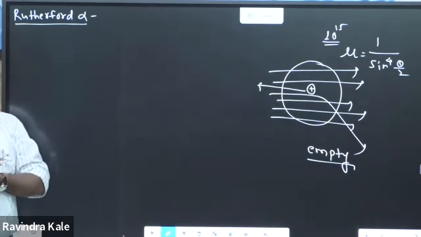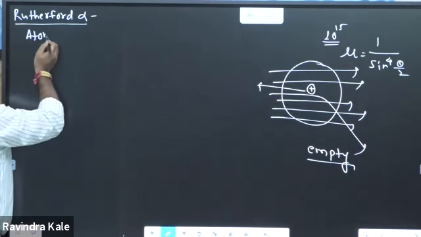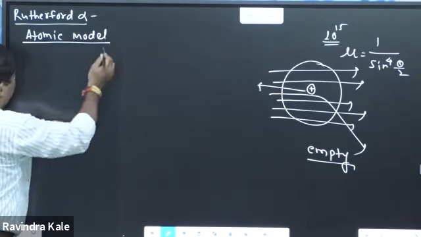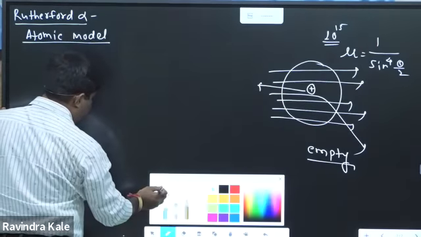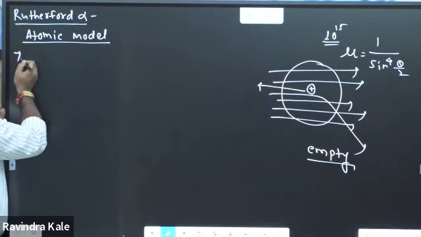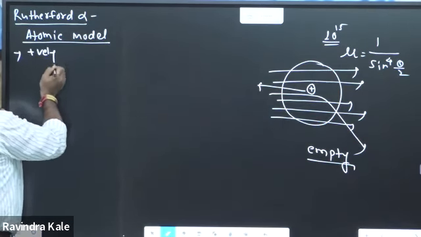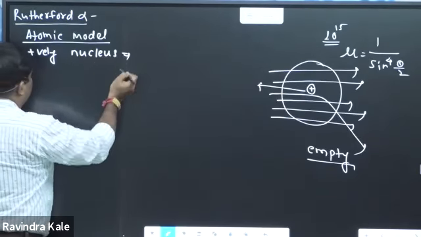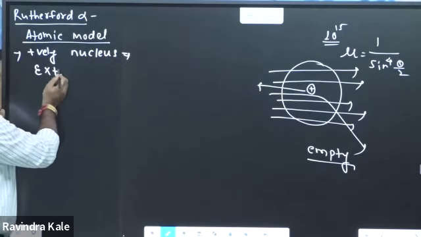So what is the Rutherford atomic model? According to Rutherford, the atom consists of a central nucleus. First, the atom consists of a positively charged nucleus at the center, and the remaining part of the atom is hollow, which is called the extranuclear region.